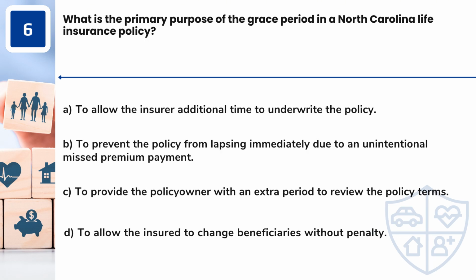Question 6. What is the primary purpose of the grace period in a North Carolina life insurance policy? A. To allow the insurer additional time to underwrite the policy. B. To prevent the policy from lapsing immediately due to an unintentional missed premium payment. C. To provide the policy owner with an extra period to review the policy terms. D. To allow the insured to change beneficiaries without penalty.